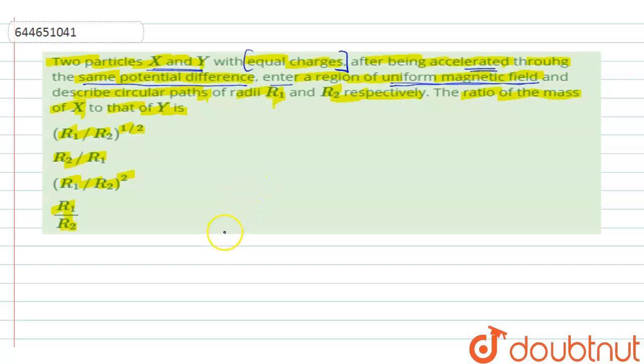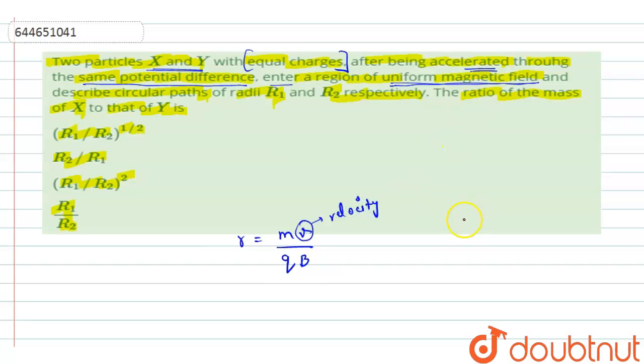The radius of the circular path for a particle moving in a uniform magnetic field is given as r equals mv by qB. Here m is the mass of the particle, v is the velocity of the particle, q is the charge of the particle, and B is the magnetic field. Now we are given that the charges are equal and the magnetic field is equal, but we are not given any information about the velocity. So let me modify this formula.